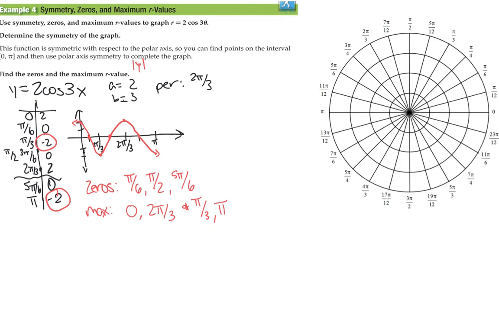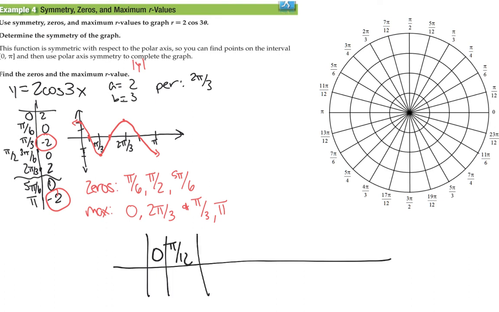All right, so let's go ahead and complete this table. We're going from 0 on those pi over 12 markings. So this is a longer looking table. 5 pi over 12.